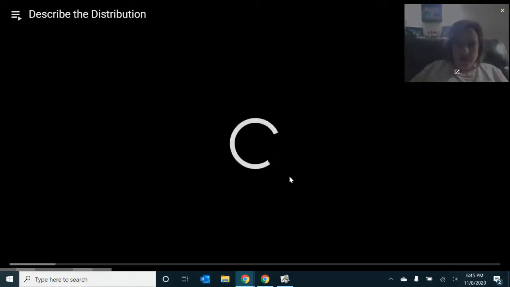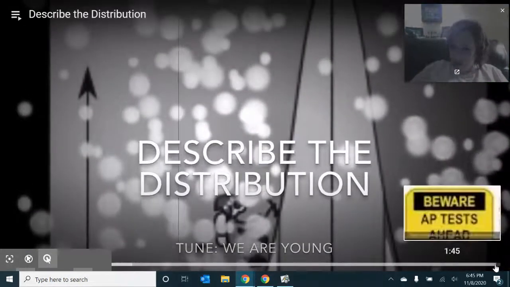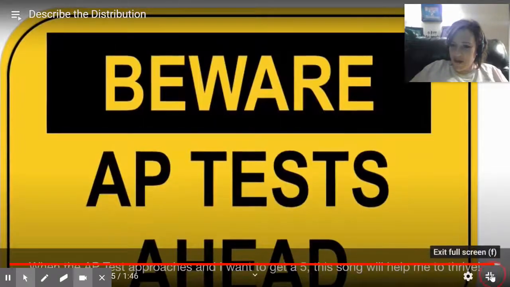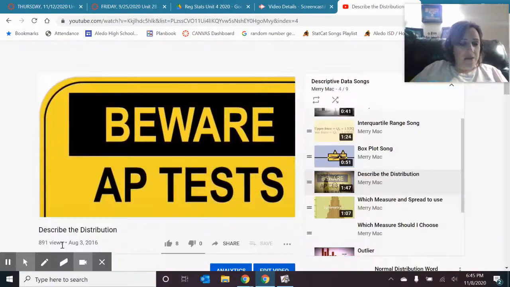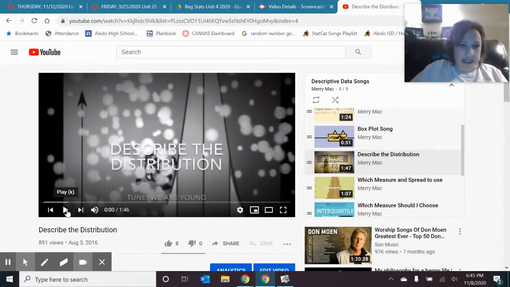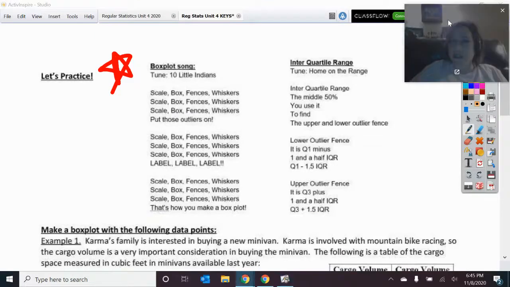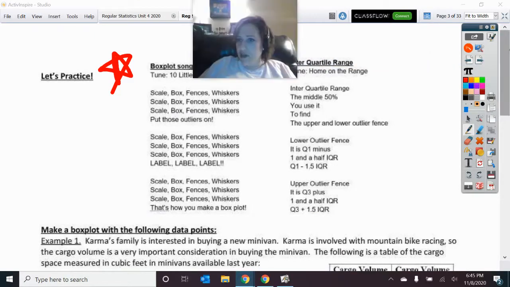All right, so there we go on that. We'll get to describe the distribution later. Okay, so there we go. So when we make our box plot, we'll hear that: scale, box, fences, whiskers. So here we go. Let's do this.